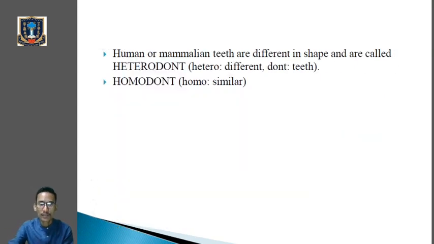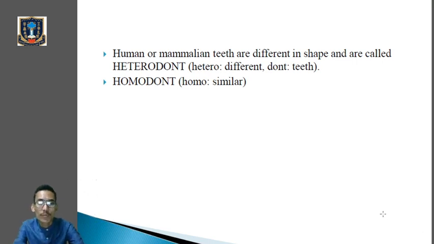Next one, the human being teeth. Since we have seen different types of teeth, incisor, canine, premolar, and molar, therefore the teeth of the human being or the mammalian teeth are known as heterodont, since they are different in shape. We have seen the different shapes and the different functions of the human teeth. Therefore the human or the mammalian teeth are different in shape, and they are called heterodont.